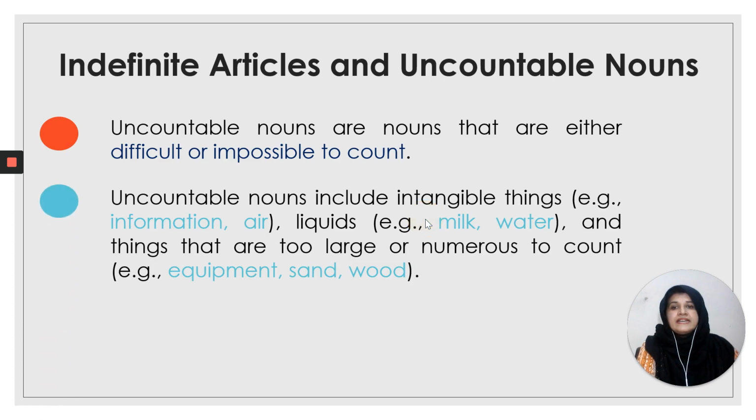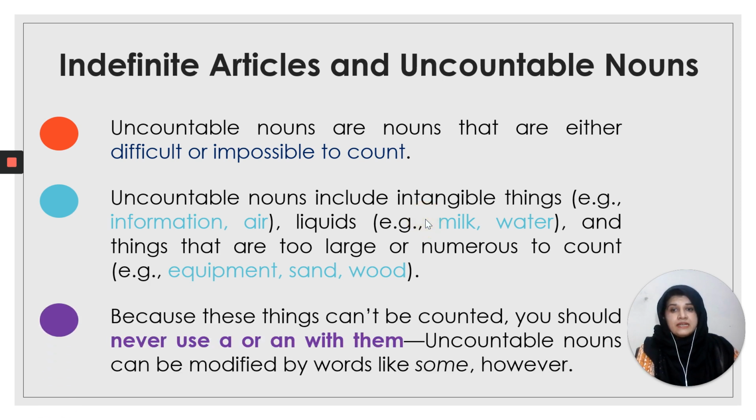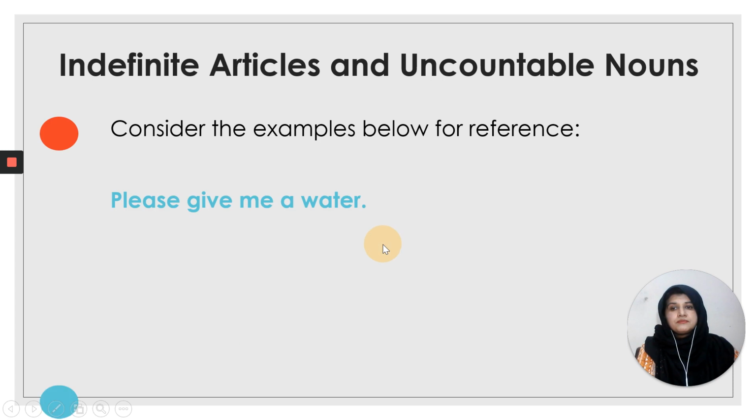Okay. Indefinite articles and uncountable nouns. Uncountable nouns are the nouns which are difficult or impossible to count. For example, intangible things like information, air, liquids like milk, water, and the things which are too large to measure or to count. For example, equipment, sand, wood, etc. So we need to be clear that as these things cannot be counted, we'll not use a or an with them. However, we can make use of some with such types of uncountable nouns.